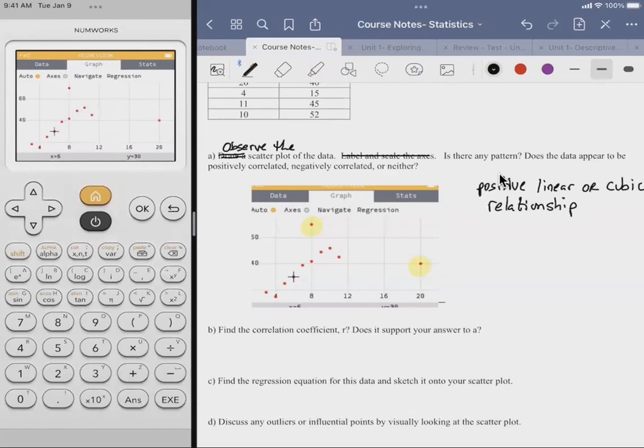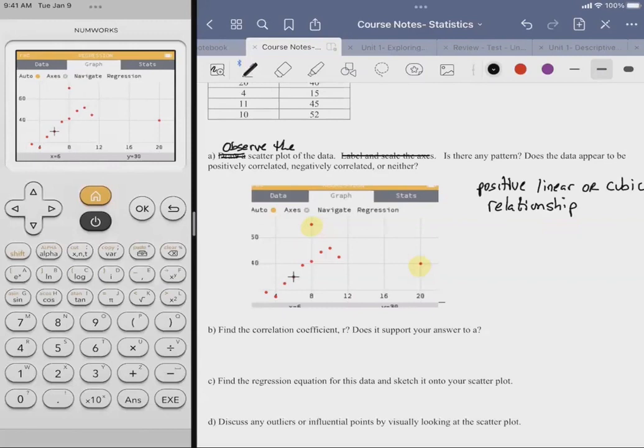Aside from those 2 points, those 2 points I highlighted in yellow, we'll call them outliers, but they seem to be a little out of whack. All right, just to keep it simple. So what we're going to do is figure out whether or not they're outliers. So is there a pattern, positive, linear, or cubic relationship? The fact that I said positive in there covers the second part of the question.